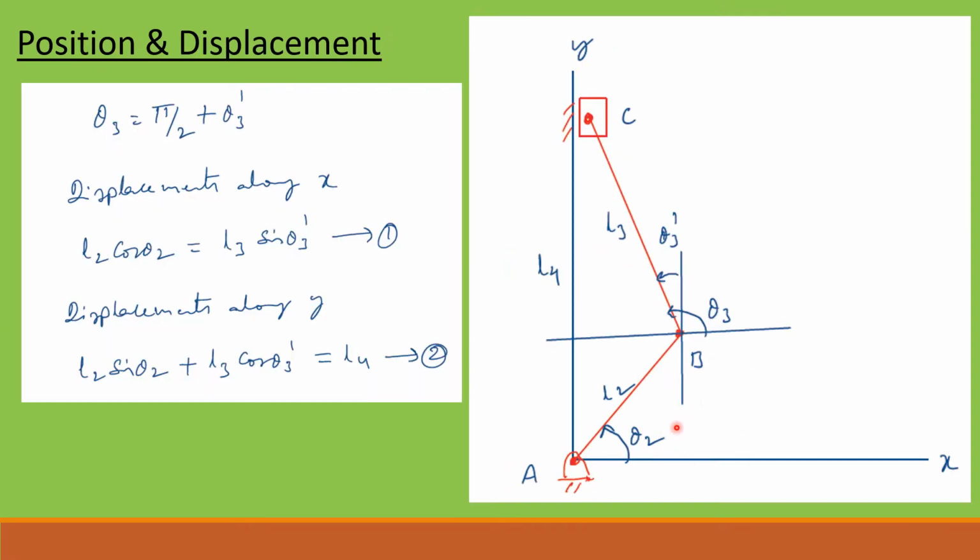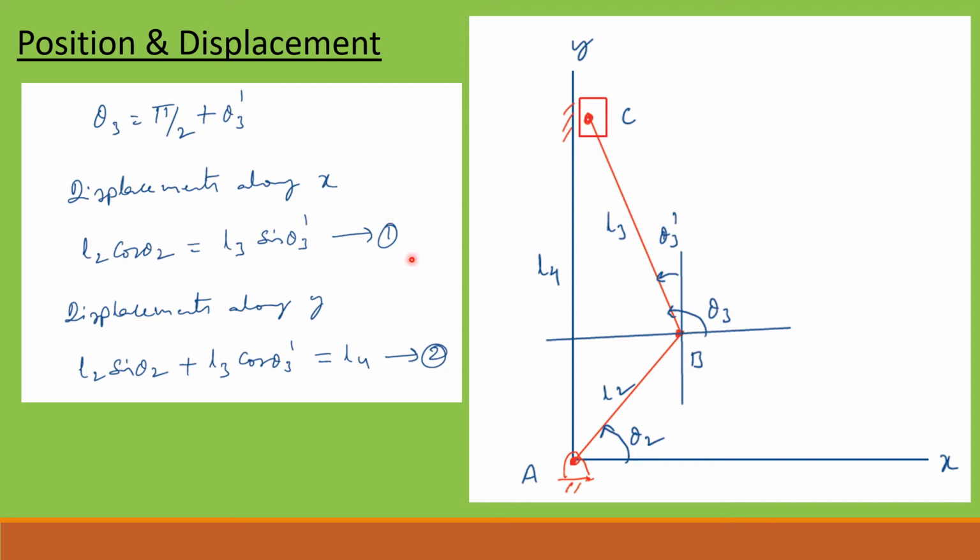From this picture, you can see that theta 2 is angle of crank and theta 3 is angle of coupler from horizontal, and theta 3 prime is angle of coupler from vertical. So from this diagram, we can write theta 3 equal to pi by 2 plus theta 3 prime. So now let us write displacement equations along x. From this picture, along x, L2 cos theta 2 is equal to L3 sin theta 3 prime. Let us call that equation 1.